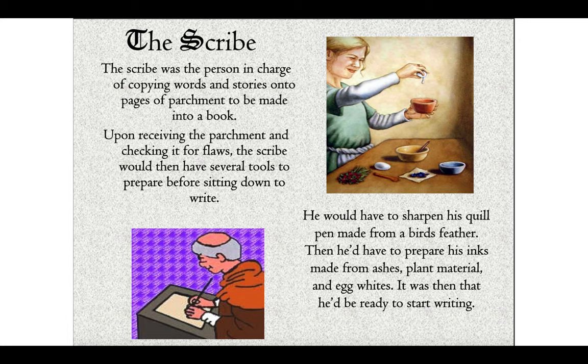So they had to sharpen their quill pens that were sometimes made from a bird's feather. Then they had to prepare their inks. They didn't have a pen like we have today. They had a quill and ink. Their inks were made from natural materials like ashes, plant materials, and egg whites. Once all of those materials were prepared, then they could start writing. So this was a very lengthy process to make these.